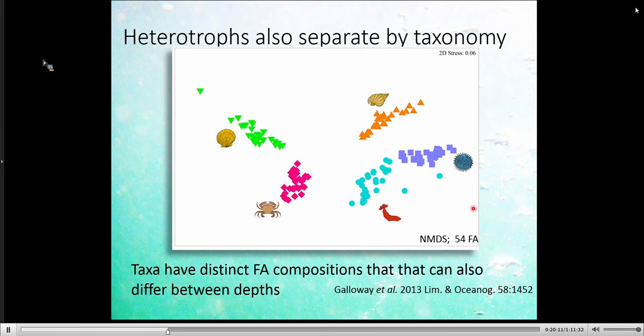But the main point that I'm trying to drive home here is that there's fundamental difference at the level of the organism from each other. And that shows up anytime that you basically plot any different organisms' fatty acid profiles. And that's handy for the work that we do.